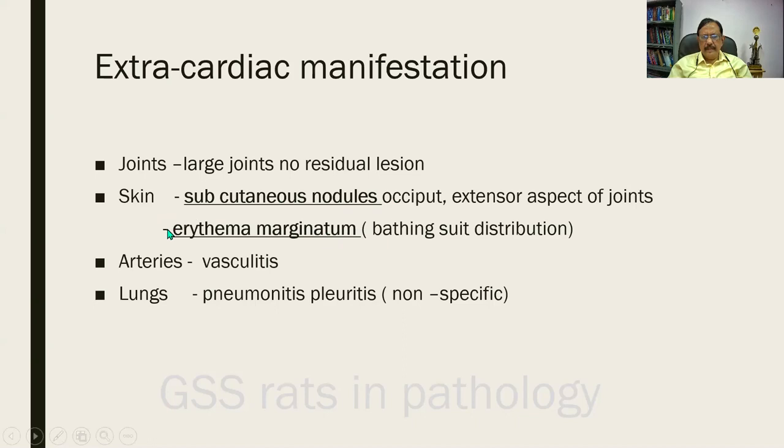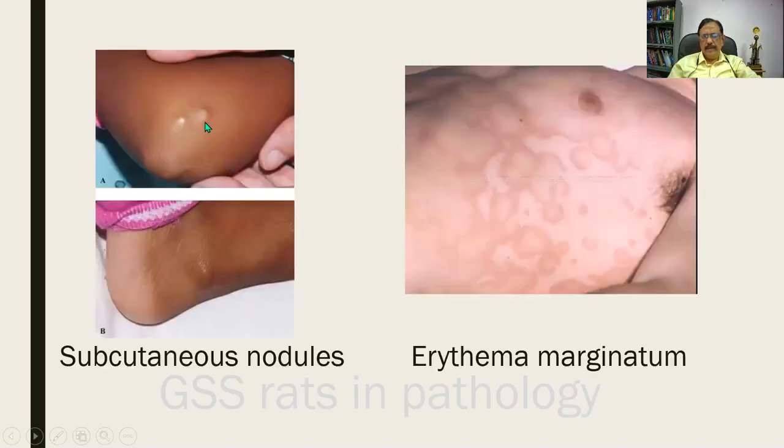Erythema marginatum is, again, the word erythema means redness. Marginatum means margin. It is a skin lesion which has got a bathing suit-like distribution. The other things are seen in all immunological disorders, like rheumatoid arthritis and pneumonitis. But these two you people should mention. Subcutaneous nodules, erythema marginatum. This is what we are seeing.